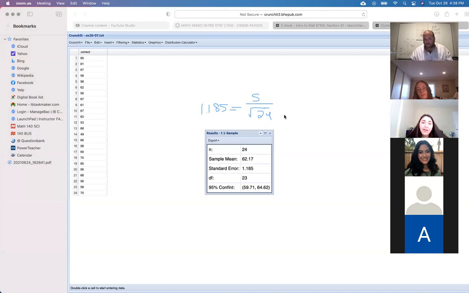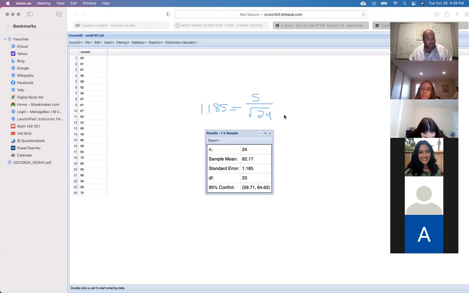S equals what? 1.185 multiplied by radical 24. And that's what you put in for S. You just solve for S. Put it into your calculator, 1.185 times the square root of 24. That's what you put in for S. That's what S is. And when you leave it, what does it turn it into? 1.185.